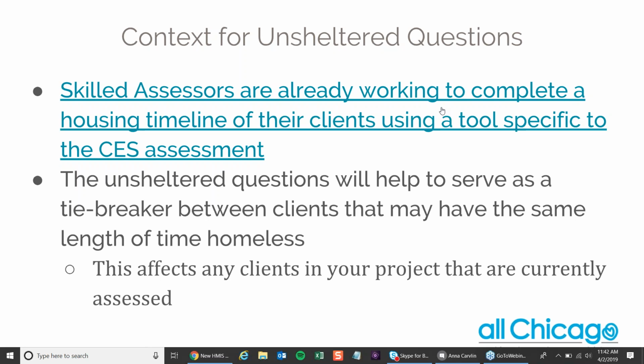And then the unsheltered questions are going to serve as a tiebreaker, and this really does affect clients that are currently assessed. So if you have clients that you have assessed and that you work with at an emergency shelter or a drop-in center or at an outreach project, I would really recommend that you take time to work through your clients and answer these unsheltered questions, or rather these housing living situation questions, so that all clients have the full data set that they need in order to be listed on the one list with their full set of information.